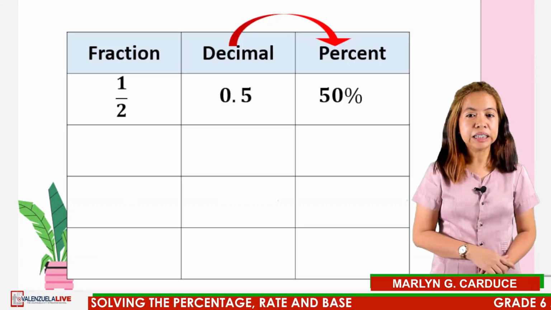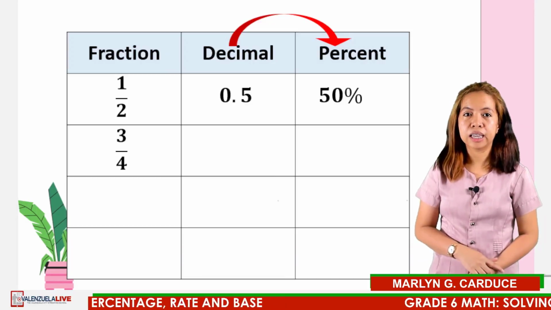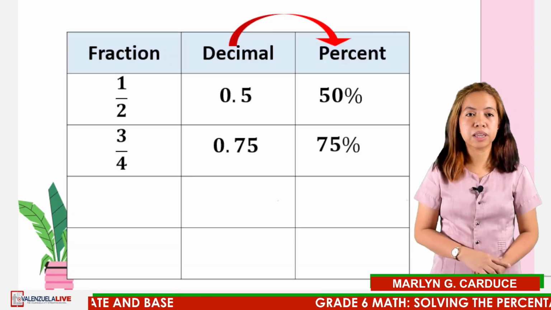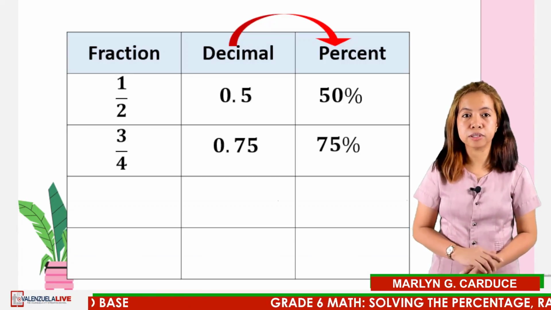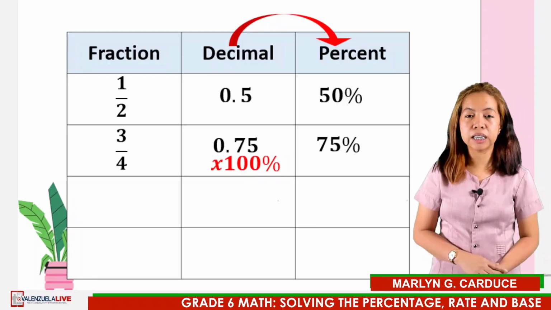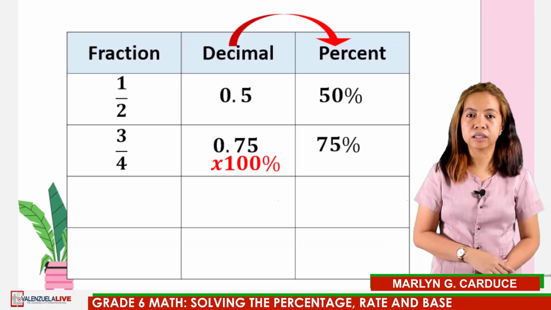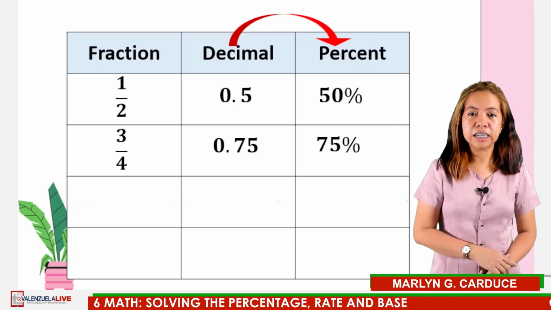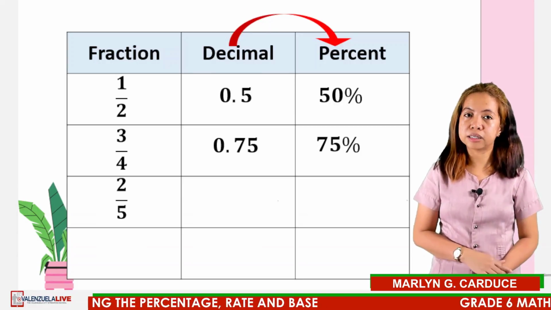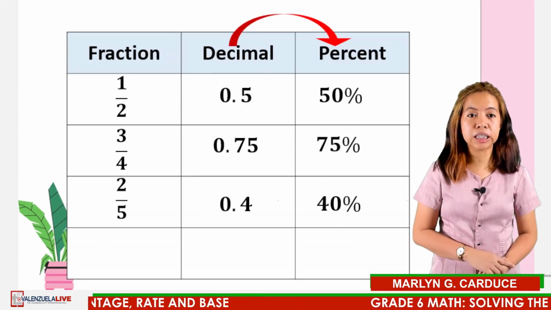Or you can multiply the decimal by 100%. For example, the fraction 3/4 can be expressed in decimal form as 75/100 and can also be expressed in percent form as 75%, by multiplying 75/100 by 100%. And we will get the product 75%. Another example is the fraction 2/5. We can express it in decimal form as 4/10, and also in percent form as 40%.